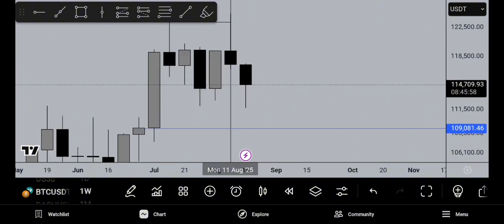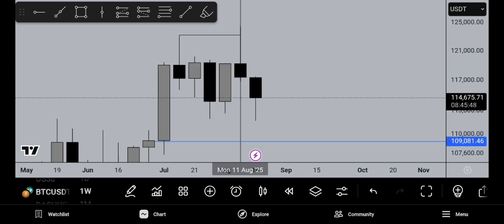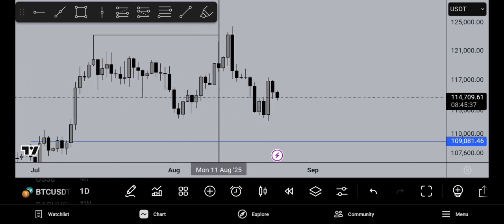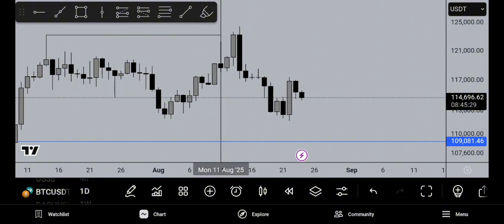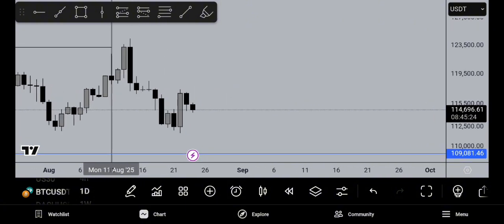So after this high was swept, Bitcoin made a new high and closed below. Now what am I going to do next? I'm going to my daily time frame. On my daily time frame, what am I seeing? I'm still looking at the current price action.